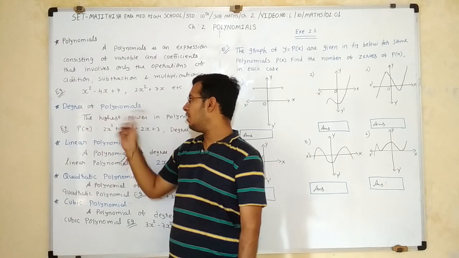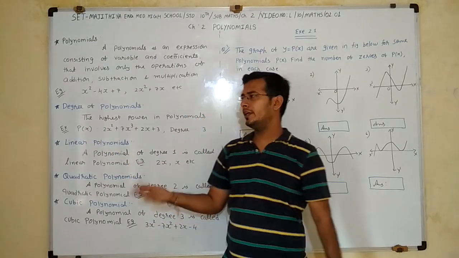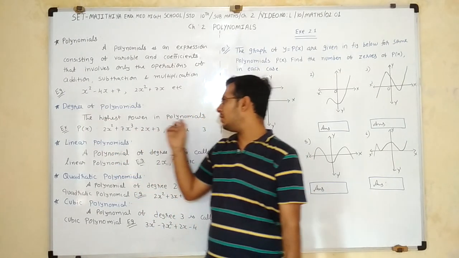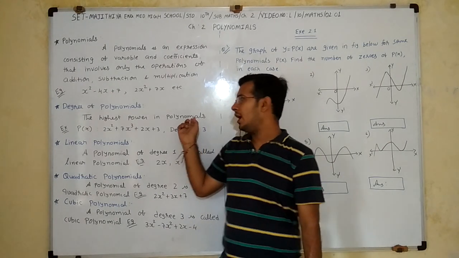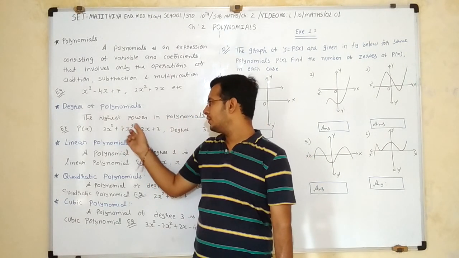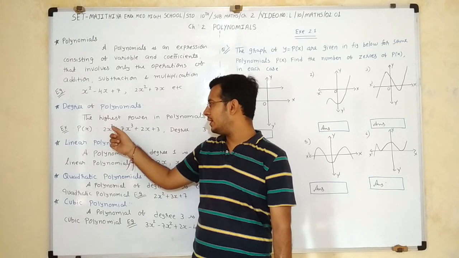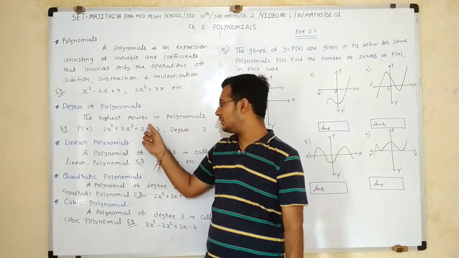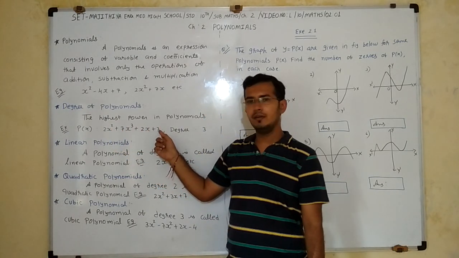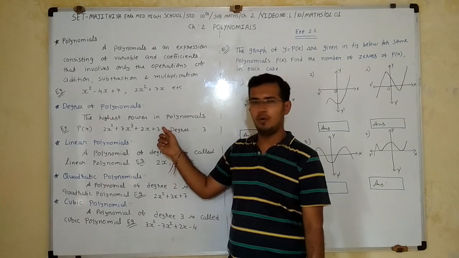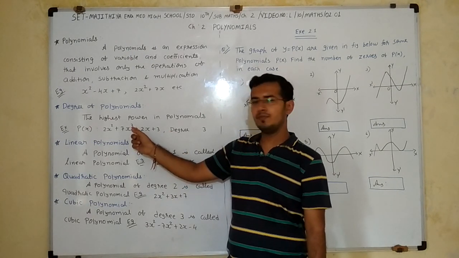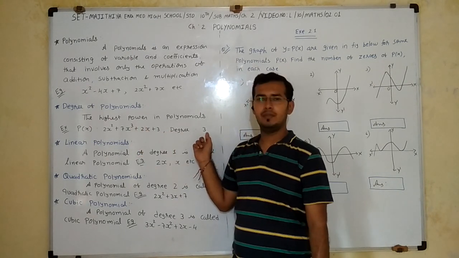Second one is the degree of a polynomial. You know what the degree of a polynomial is: the highest power in the polynomial. You have to check in the exponent part. Here 2, 3, and nothing then 1. If there is no variable, then it is 0. So 3 is the highest power, so our answer is 3.